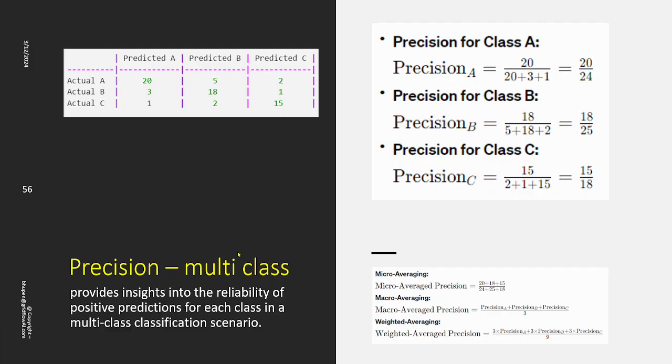So precision in the multi-class case again. Now we have to look at it from the prediction angle. Here the total number of correct predictions, 20, is divided by all the predictions. So that is the precision of class A, and likewise precision of class B and C. And likewise, we can compute the micro, macro, and weighted precisions as well.